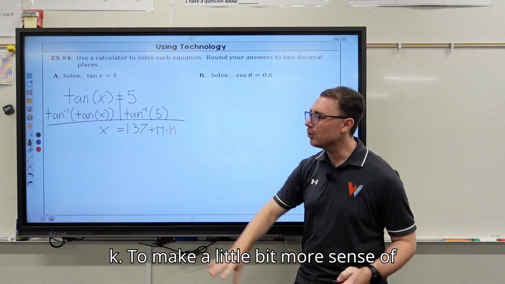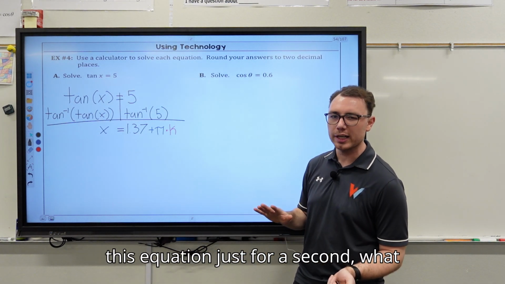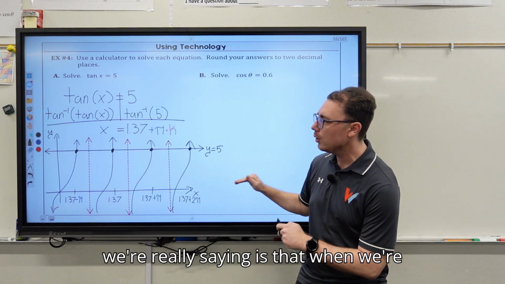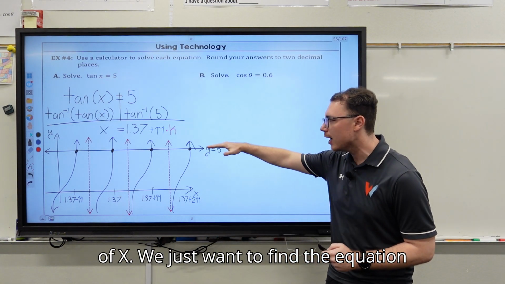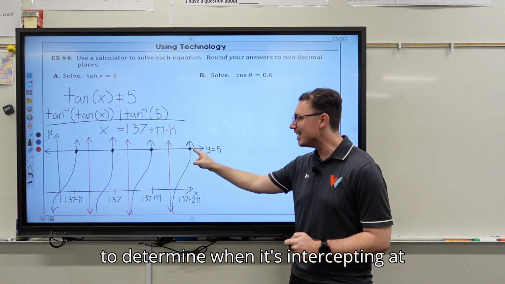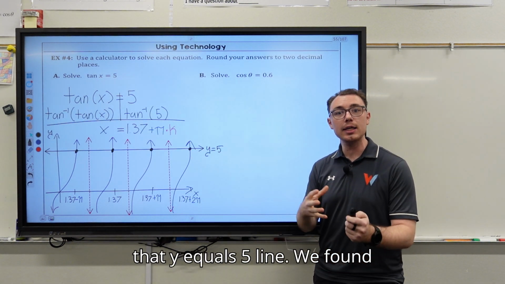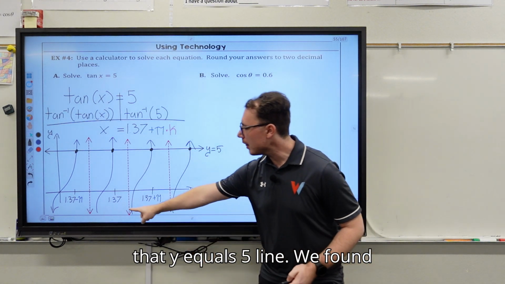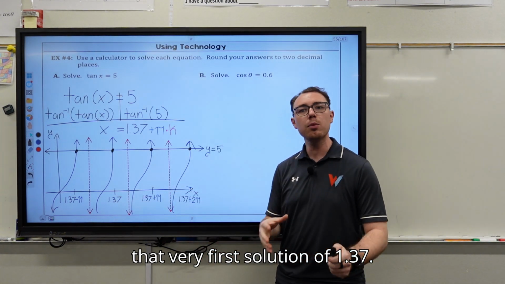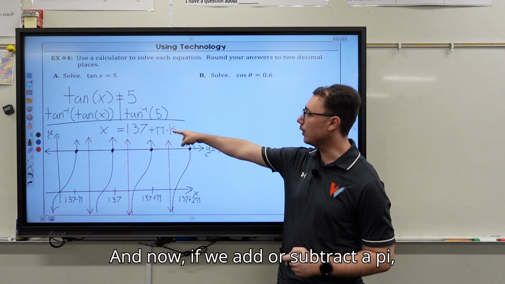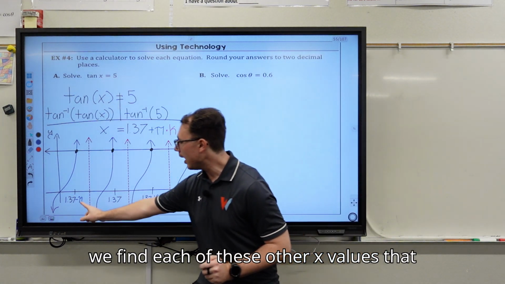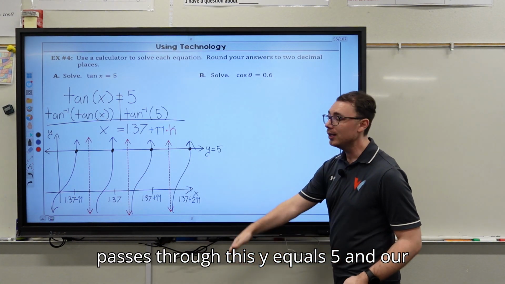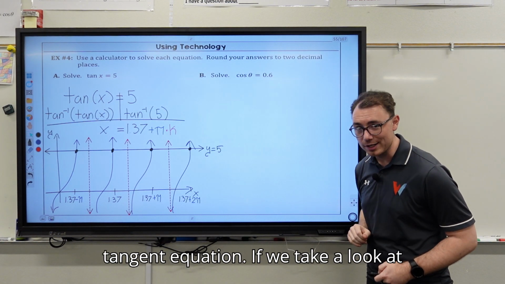To make a little bit more sense of this equation just for a second, what we're really saying is that when we're graphing this tangent function of tangent of x, we just want to find the equation to determine when it's intercepting that y equals 5 line. We found that very first solution of 1.37, and now if we add or subtract a pi, we find each of these other x values that pass through this y equals 5 in our tangent equation.